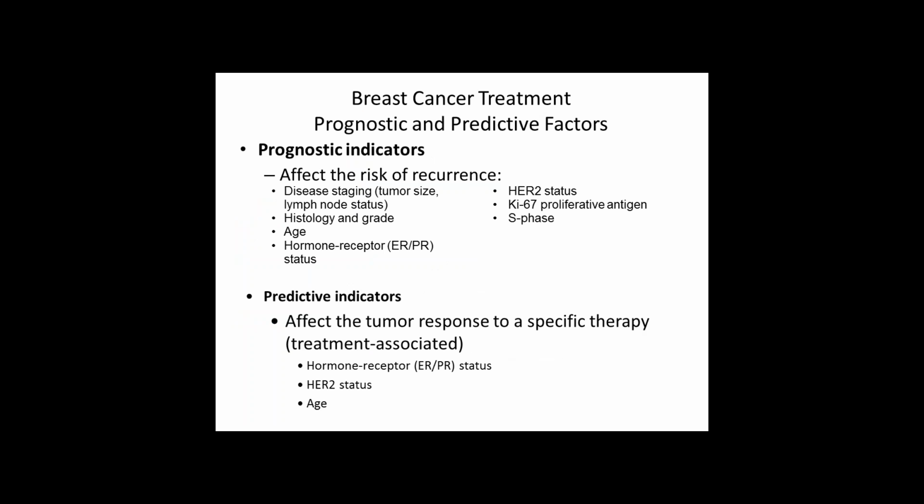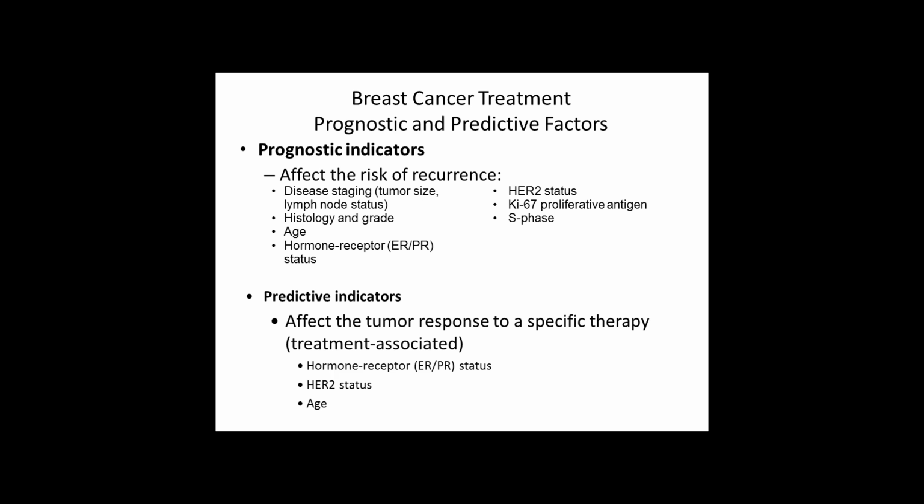There are a number of prognostic and predictive factors for breast cancer, and it's important to understand the difference between these two terms. Prognostic indicators in any disease are factors that affect the risk of recurrence independent of treatment. In breast cancer, prognostic factors include the tumor size, the lymph node status, the grade, the histology, the age of the patient, and certain things that we look at besides the grade under the microscope, including the estrogen receptor, progesterone receptor, HER2, and another protein, Ki67, which is a marker of proliferation that we typically use today.